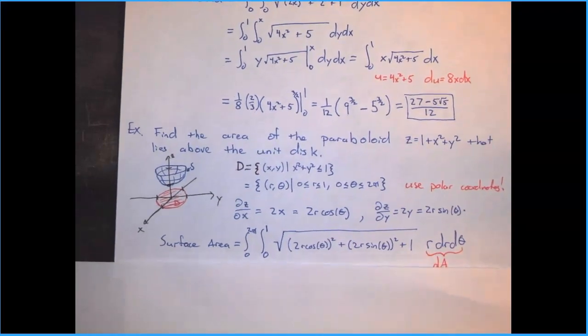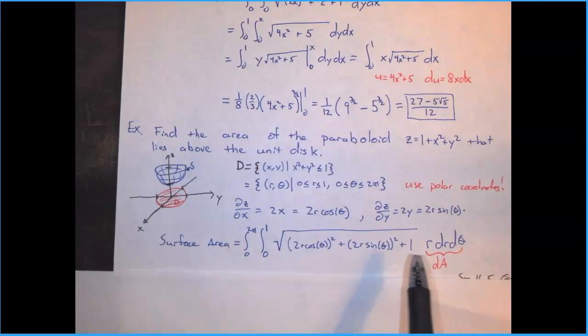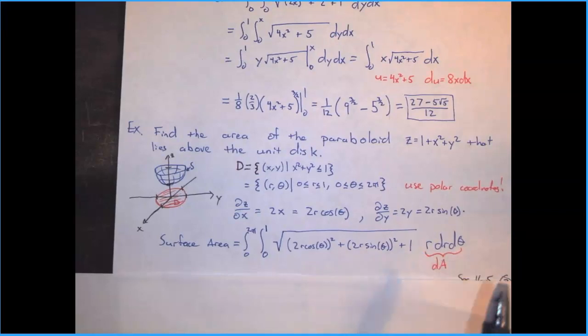The surface area is the integral in theta from 0 to 2 pi, the integral in r from 0 to 1, the square root of (2r cosine theta) squared plus (2r sine theta) squared plus 1. And then since we switched to polar, you've got to multiply by r. Don't forget to multiply by r. So dA becomes r dr d theta.